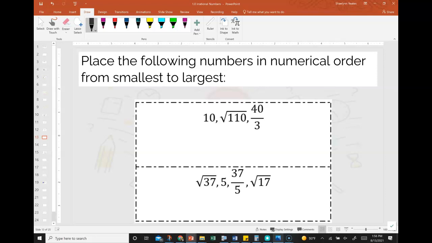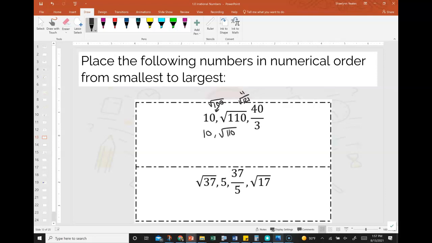Alright, so 10, I know exactly where that is on the number line. The square root of 110 is going to be between the square root of 100, which is 10, by the way, and the square root of 121, which is 11. Right? So it's somewhere between 10 and 11. At 110, that's about halfway through, so it's like 10.5-ish. So we know 10 goes here, and we know the square root of 110 is next.